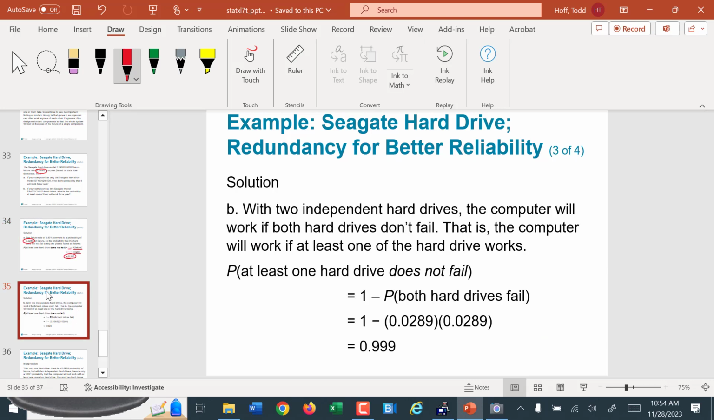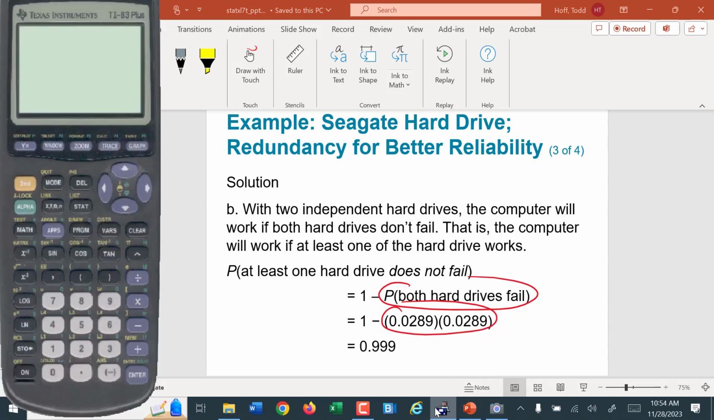But if we add in a redundancy, so we have 2 hard drives, where everything that's on one hard drive is backed up on the second hard drive, what's the probability of getting through the full year? Well, we have to start out with the probability of failing. This is where we said sometimes the complement is easier to calculate. So we're going to look at the probability that both hard drives fail, which is 0.0289 times 0.0289.